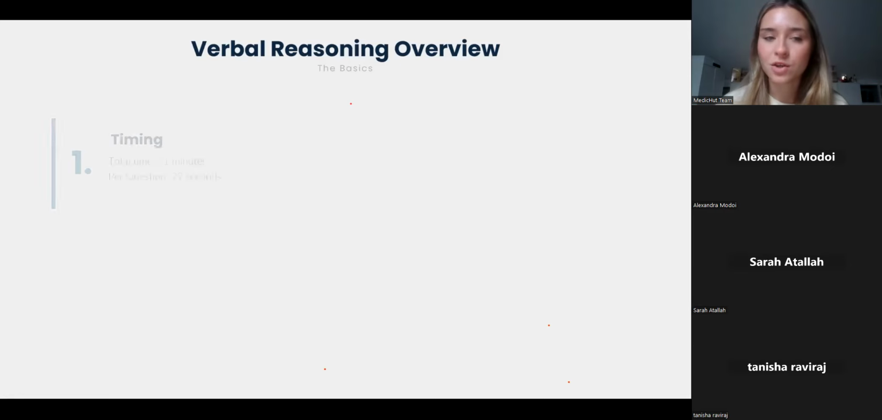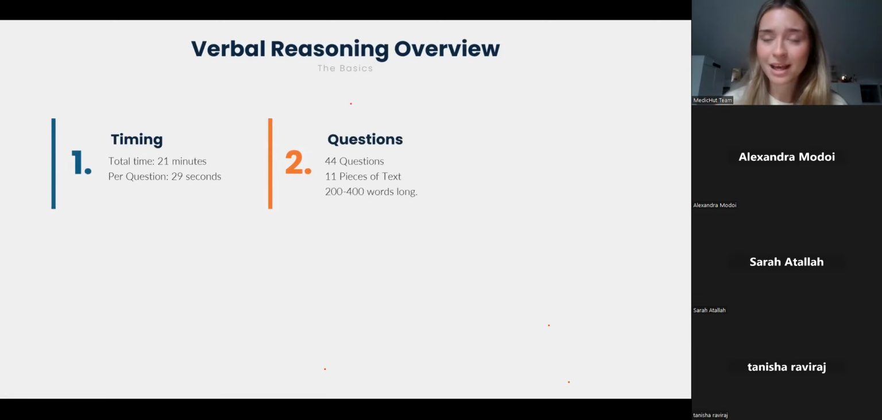So in terms of the verbal reasoning, the basics. For this section, you will have 21 minutes to complete it, and there'll be a total of 44 questions. The questions are split into sets of 4. So you'll get 11 pieces of text, and each piece of text is going to be associated with 4 questions. So in total, 44 questions for which you will be getting 21 minutes.